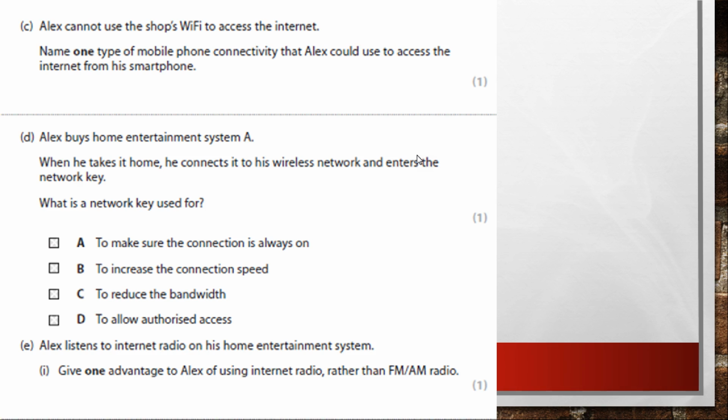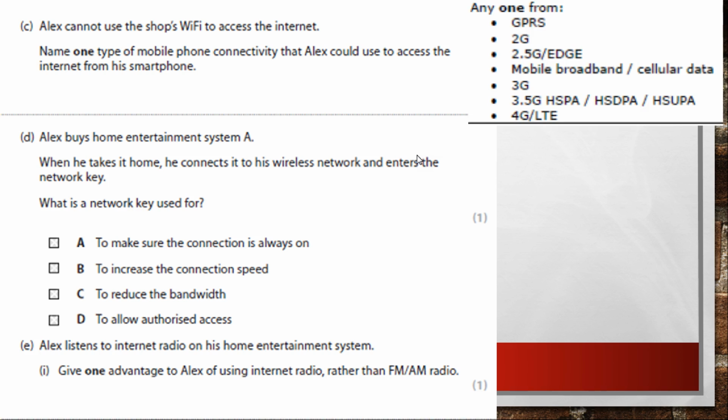Next question. Alex cannot use the shop's Wi-Fi to access the internet. Name one type of mobile phone connectivity that Alex could use to access the internet from a smartphone. Okay, so what sort of technology? We're talking about mobile phone connectivity here, not a computer. So he's got mobile phone connectivity. Things like 3G, 4G, mobile broadband, even 2G as well. Okay, and some other technologies there.